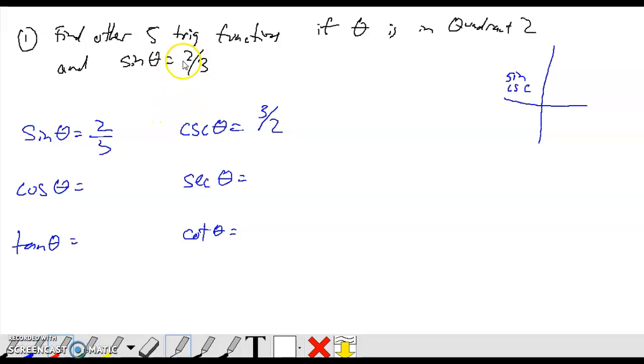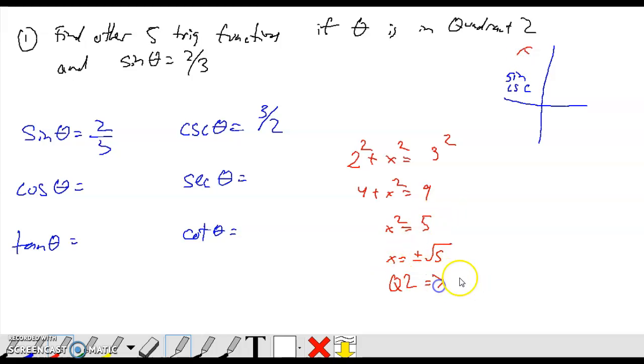How do I find the rest? Well, I know that sine is your y, so 2 squared plus x squared is equal to 3 squared. So 4 plus x squared is equal to 9. X squared is equal to 5. So x needs to be plus or minus root 5. But how do I know if it's positive or negative? I'm in this quadrant, which is quadrant 2. That means x has to be negative root 5. That's how you're going to go about doing it.